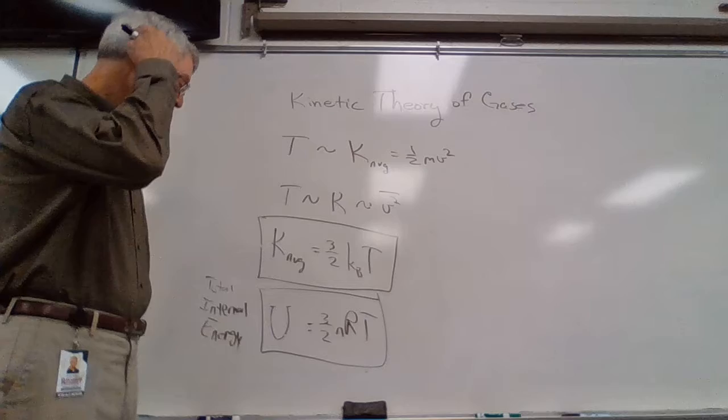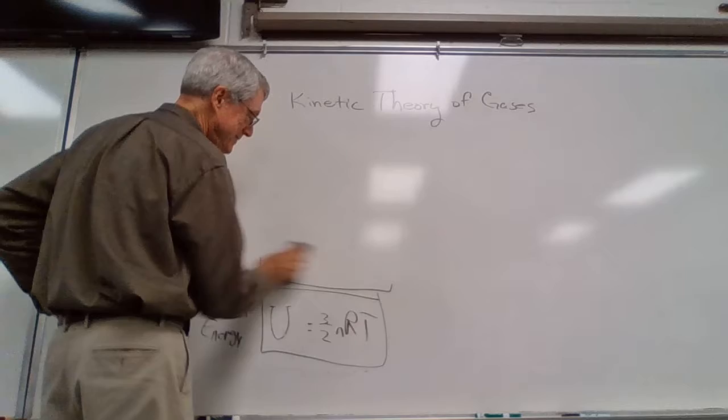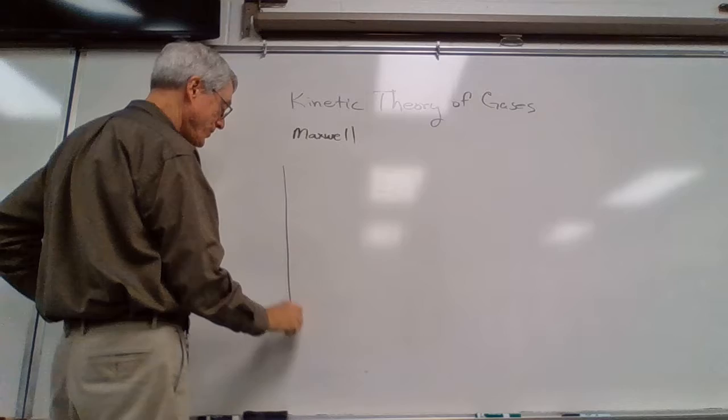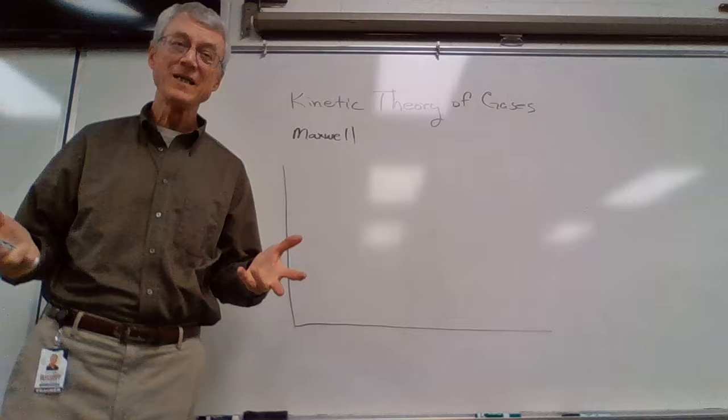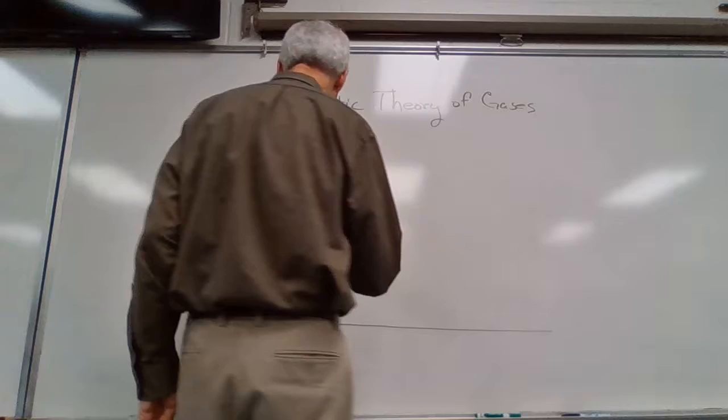Okay. Now, before we finish this little topic, we need to talk about a guy named Maxwell. His last name was Maxwell. I don't know his first name. I'm sure it's in your book. But he figured out, of course, that the molecules are not all moving at the same speed. But at a certain temperature, there's an average that's the same for all of them. Okay, so he did a lot of work, without going into all his work.